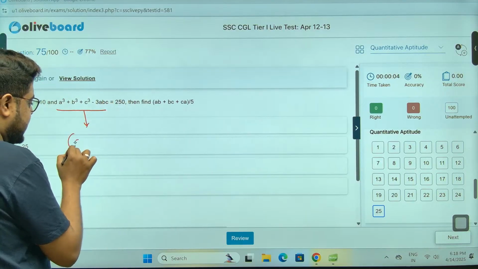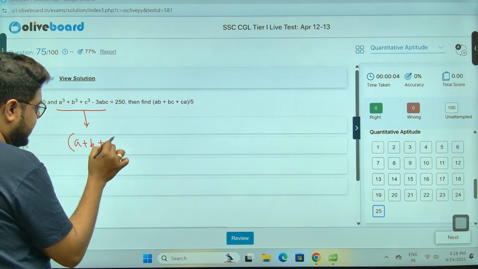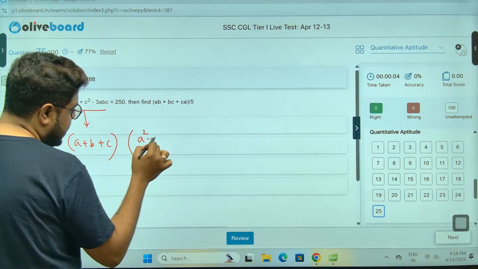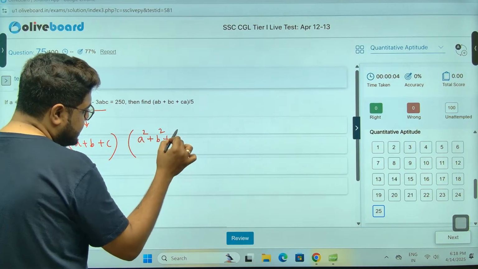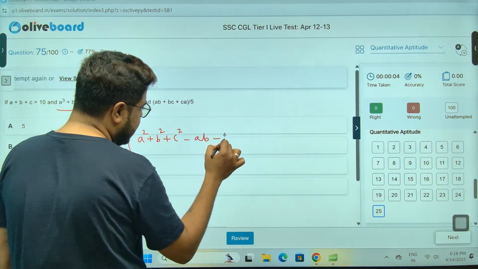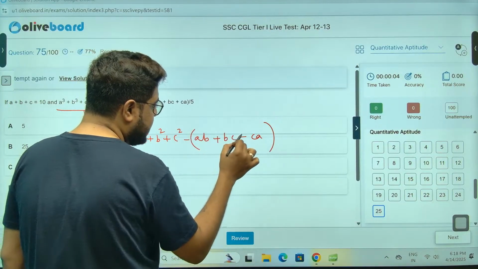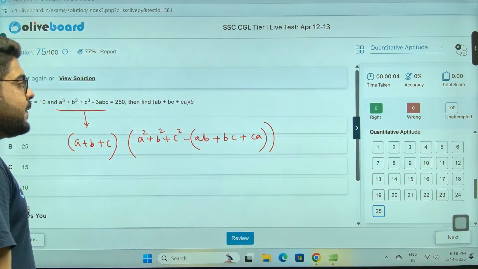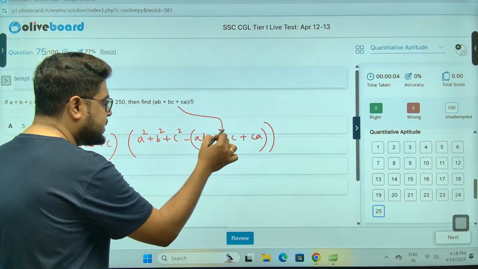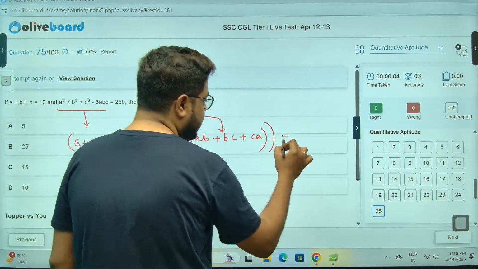एक आपको चाहिए sir. That is A plus B plus C into A square plus B square plus C square minus AB minus BC minus CA. Or you can write, sir, if I take this minus common, this one. They are asking us to figure out this. Okay? This is given as 250.